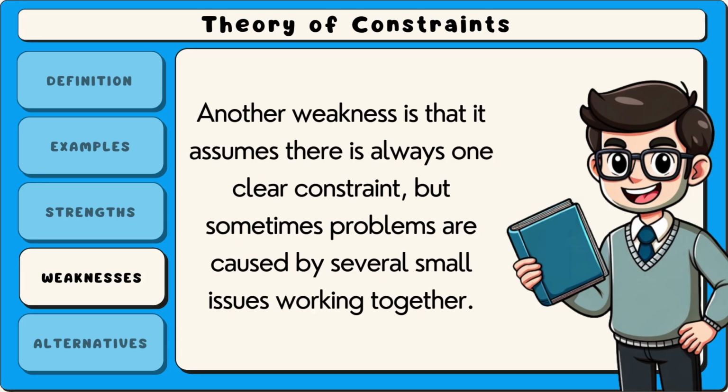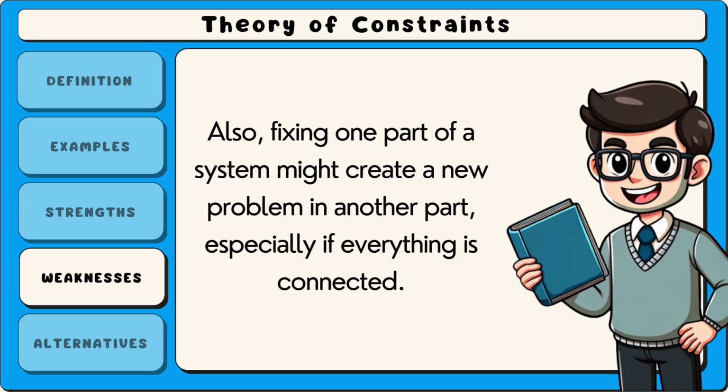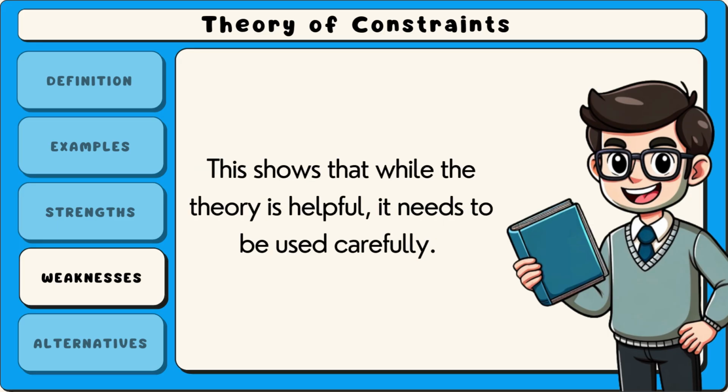Another weakness is that it assumes there is always one clear constraint, but sometimes problems are caused by several small issues working together. If the wrong constraint is chosen, time and effort could be wasted. Also, fixing one part of a system might create a new problem in another part, especially if everything is connected. This shows that while the theory is helpful, it needs to be used carefully.